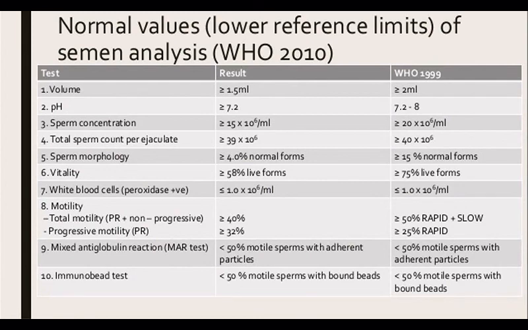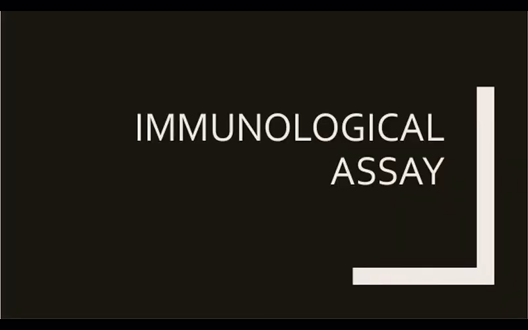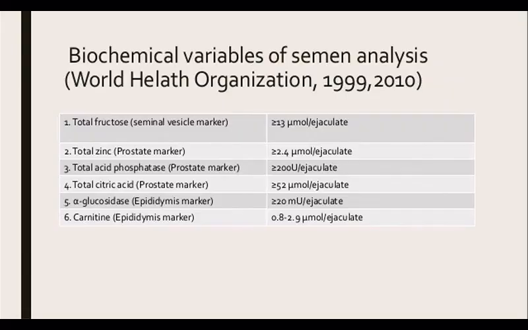These are the normal values according to the WHO criteria 2010. So these values must be known. Biochemical variables according to WHO 2010. So with this, we finish the semen analysis chapter.